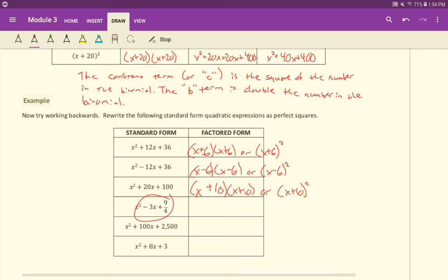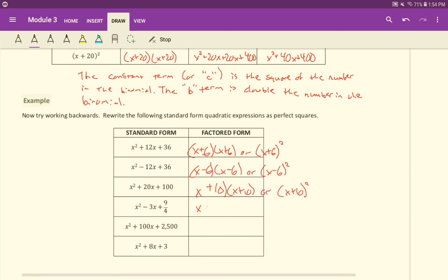Ooh, what about this one? What squared gives you 9/4? Well, 3 halves, right? If you square root 9, it's 3. If you square root 4, it's 2. So this is just really 3 squared over 2 squared. So in other words, just 3 halves.